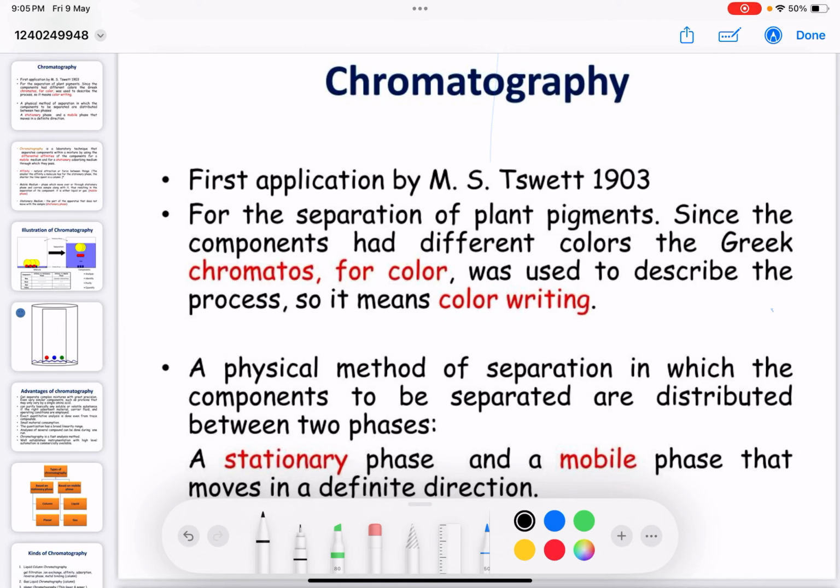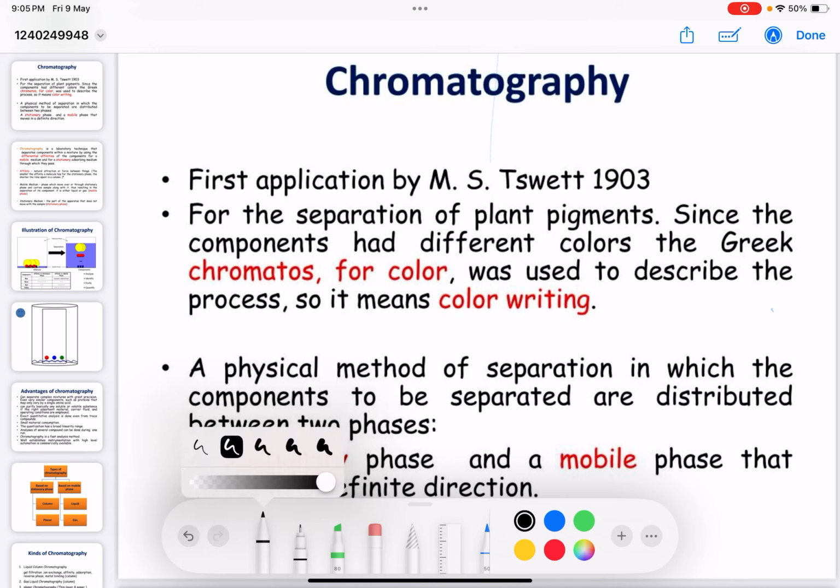Today let us understand about chromatography. Chromatography is a technique of separation of different pigments, especially used for biochemical analysis, right?